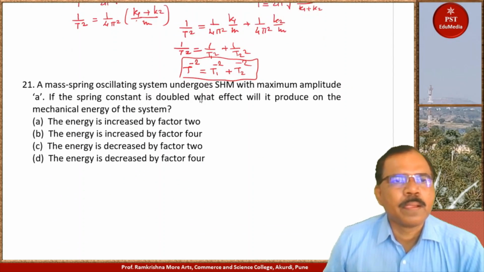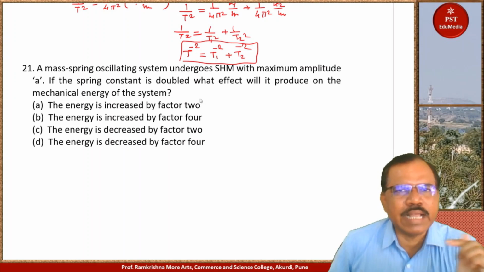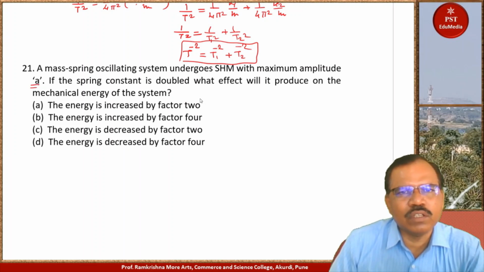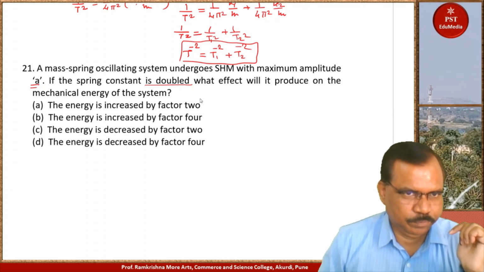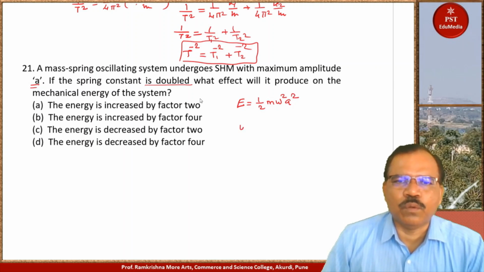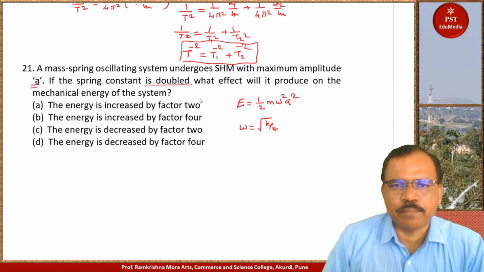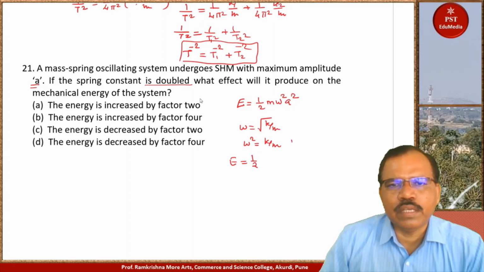Now the next one is a mass spring oscillating system that undergoes SHM with maximum amplitude A. If the spring constant is doubled, what effect will it produce on the mechanical energy of the system? Now mechanical energy E is equal to 1/2 m omega square A square. And we know omega is under root K by M. So omega square is equal to K by M. So what is E? E is equal to 1/2, now m omega square is equal to K. So we'll get K A square.